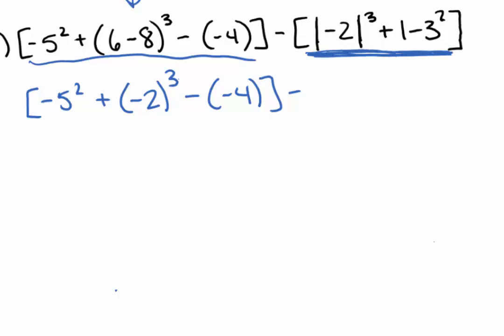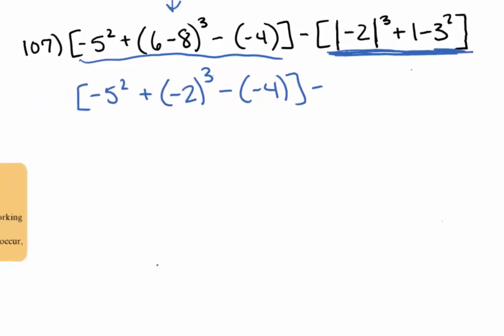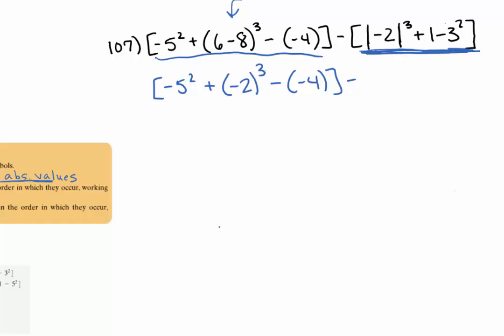So we do move on to the second step, which is evaluating absolute values and exponents. So let's go ahead and evaluate that absolute value of negative 2, which would be a positive 2 cubed plus 1 minus 3 squared, and then in our next step in that set of brackets, we'll evaluate the exponents. Okay, back to this first set of brackets, we're to the second step, which is to evaluate any exponents.